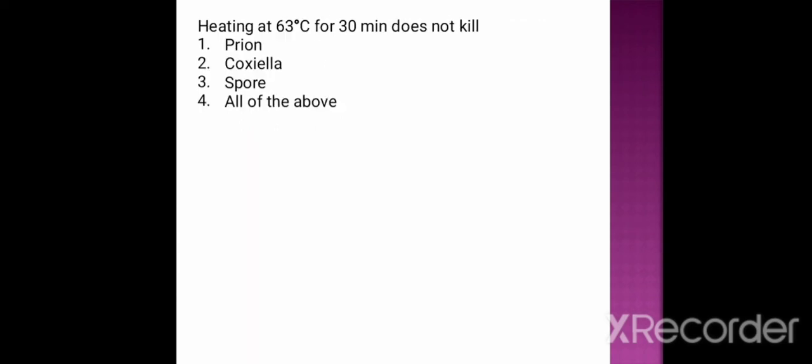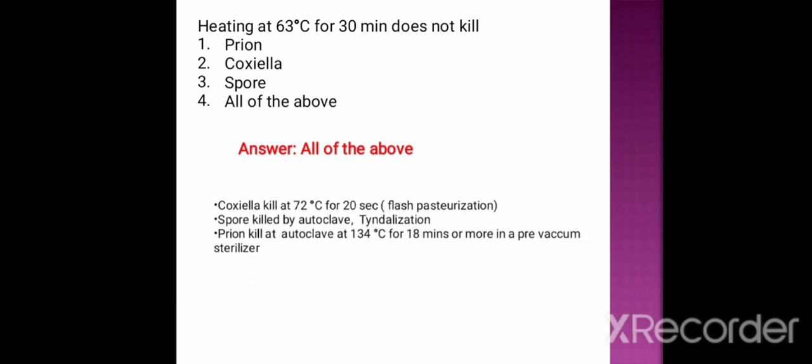Next, heating at 63 degrees centigrade for 30 minutes does not kill: option 1, prion. Option 2, Coxiella. Option 3, spore. And option 4 is all of the above. And the correct option is all of the above. Coxiella is killed at 72 degrees centigrade for 20 seconds, that is by the flash method of pasteurization. Whereas spores are killed by autoclave or tyndallization.